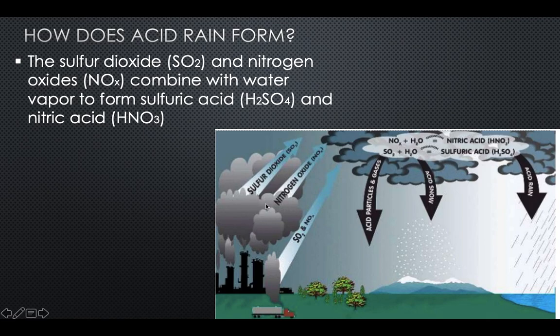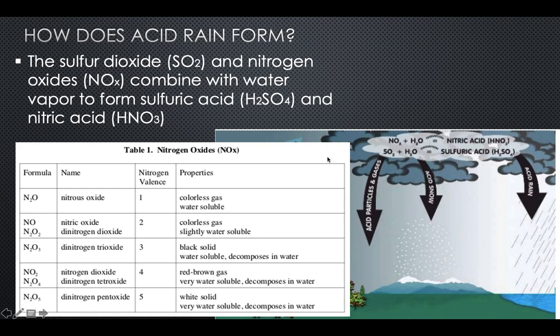So here's all our air pollution going up into the clouds. We can have just dry deposition. We can have acid snow, acid rain. Here's our chemical equation for what's actually happening. It's a fairly simple reaction. And here's a table of all the possible nitrogen oxides. As you can see, there's a lot of different ones. That's why we just put NOx.